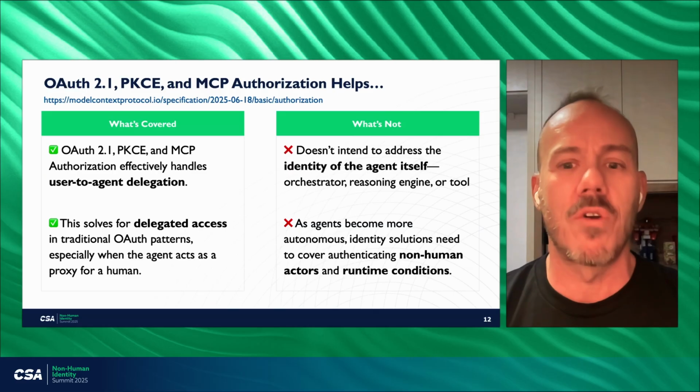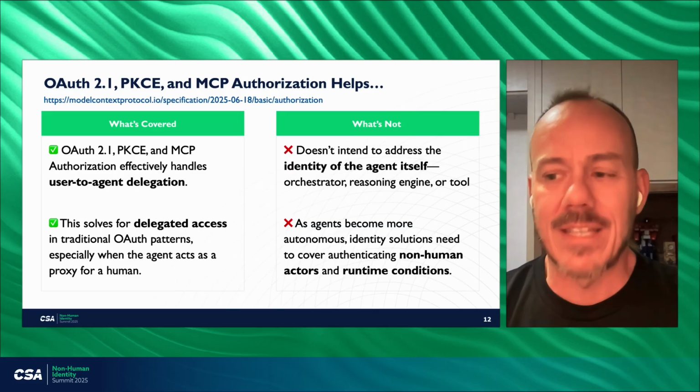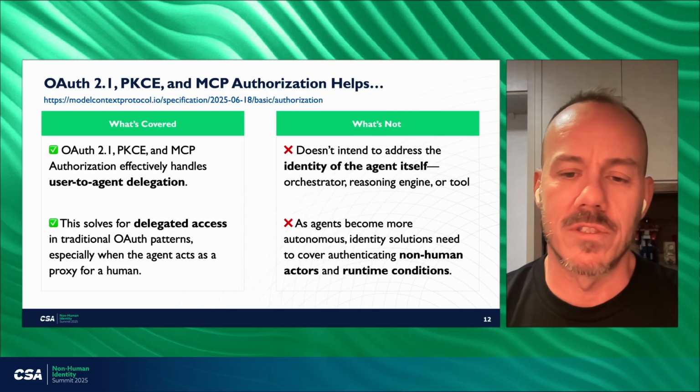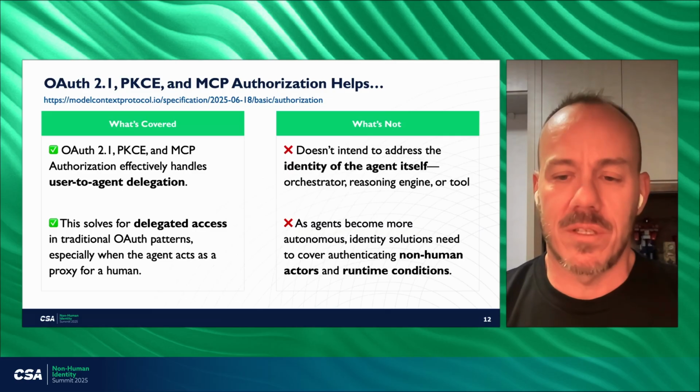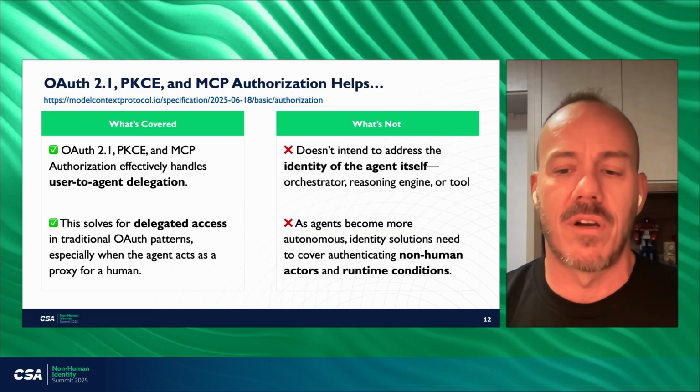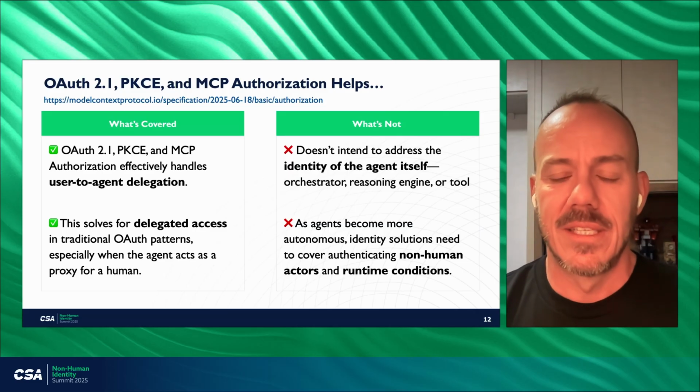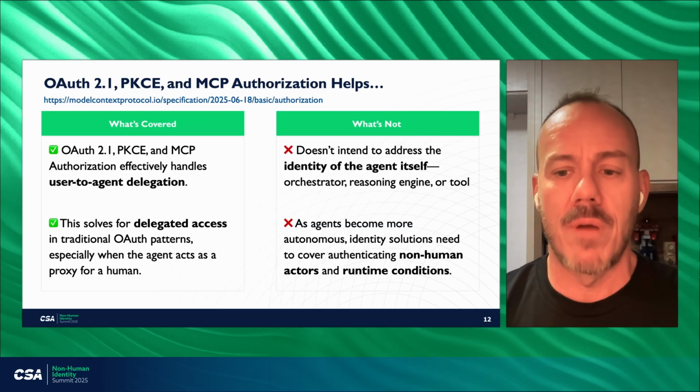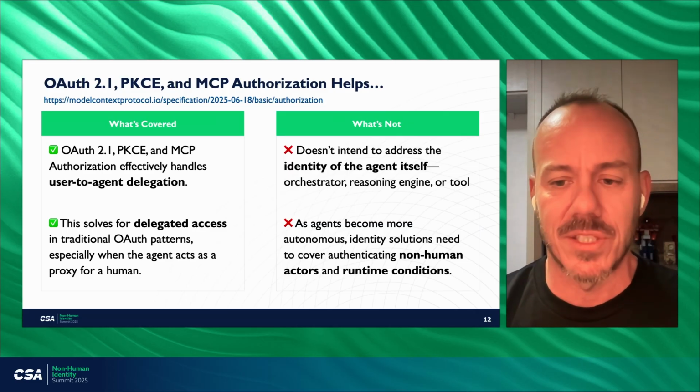It really just talks about token issuance, and that's appropriate, right? It's a separation of concerns. But as these agents become more autonomous, we need to think about identity solutions to cover authenticating the non-human actors, and we need to consider the runtime conditions of the AI agent itself.